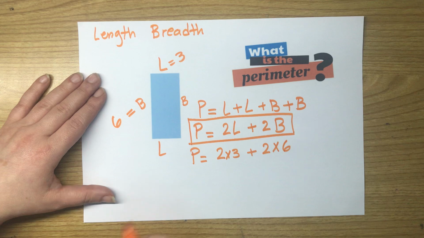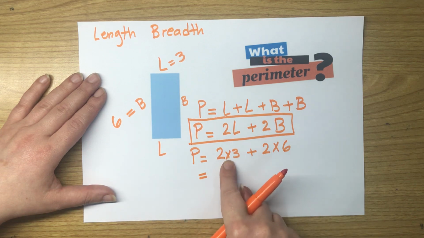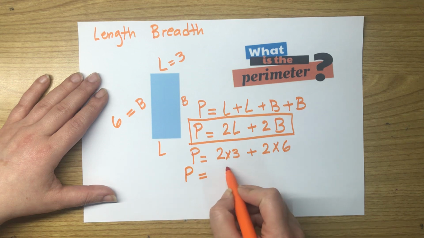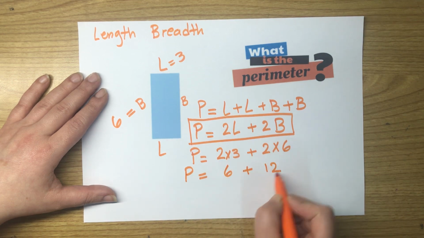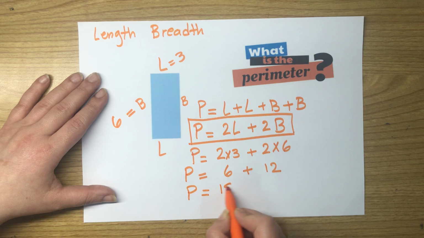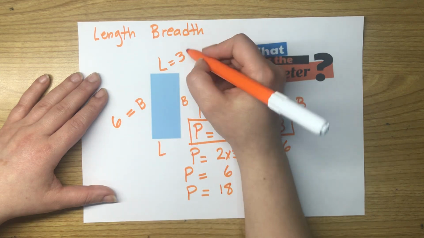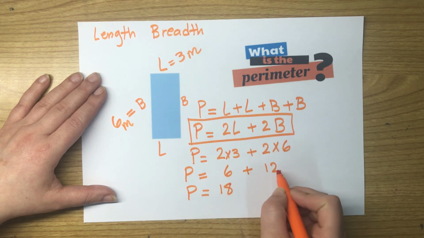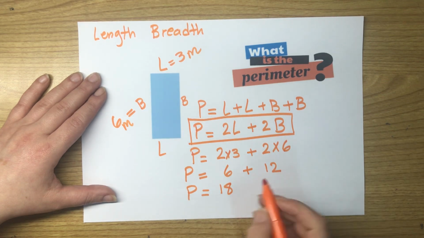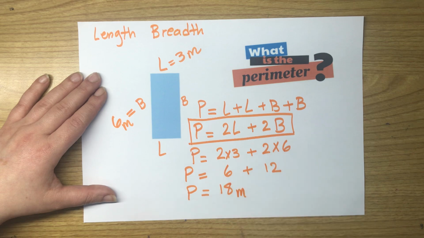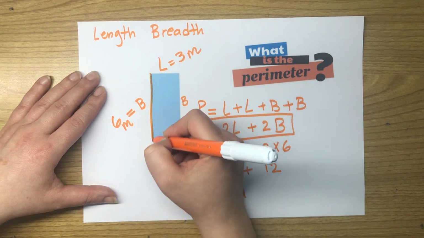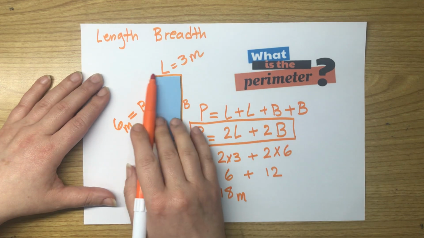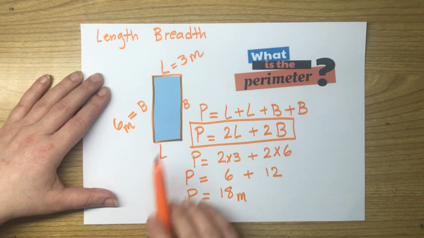Okay? Order of operations, guys. You have to do multiplications first. After that, you have to add. So the perimeter equals 6 plus 12. Then the perimeter equals 18. And sorry, I forgot to put a unit. Let's say 3 meters, 6 meters. So we are adding 6 meters to 12 meters, which equals 18 meters. So the perimeter for this rectangle equals 18 meters.